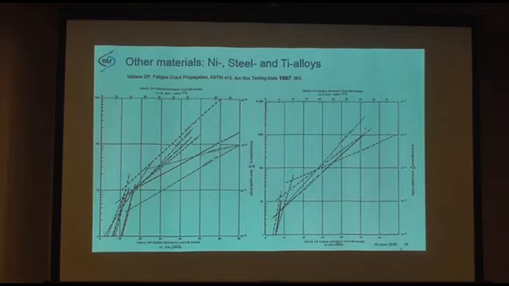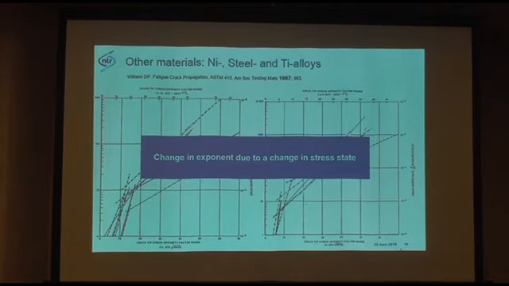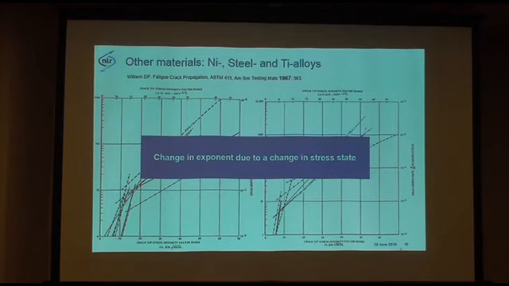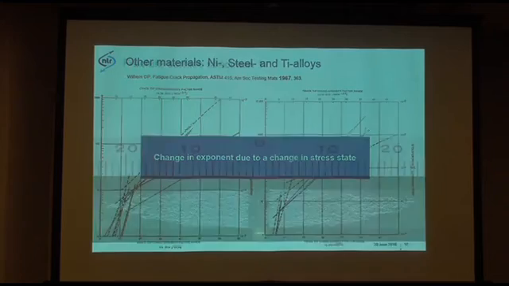So this is already known, it was already observed in 1967 that there was a knee in the crack growth rate at this point here, and that was present for nickel, steel, titanium, all these materials. So it's not only aluminum, it's for more materials. And they stated that it was due to a change in exponent. The change in exponent was due to a change in the stress state. So you go from plane strain to plane stress at the knee. So at this point here.